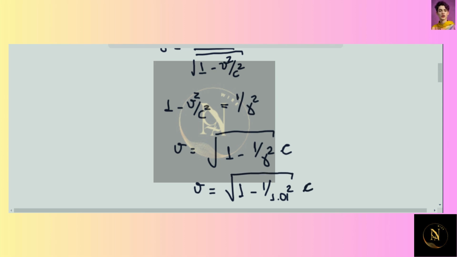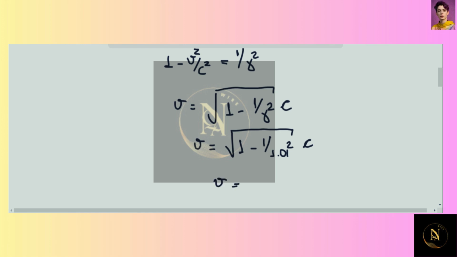Since γ is 1 over the square root of 1 minus v²/c², then 1 minus v²/c² is equal to 1/γ², meaning that v is equal to the square root of 1 minus 1/γ² times c. So v is equal to the square root of 1 minus 1/1.01² times c, and this is equal to 0.14 times the speed of light, which is our answer.